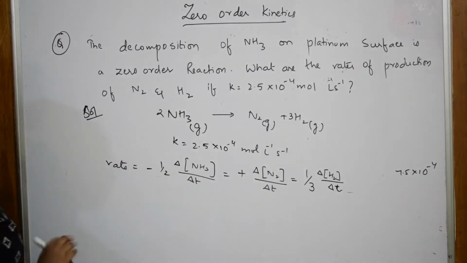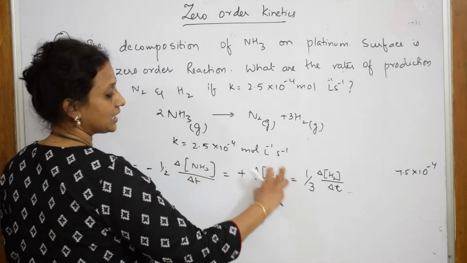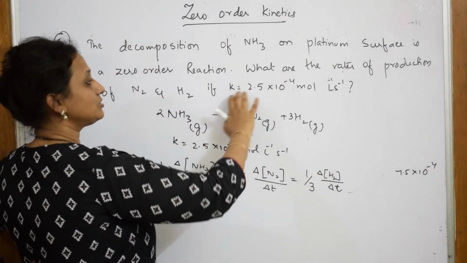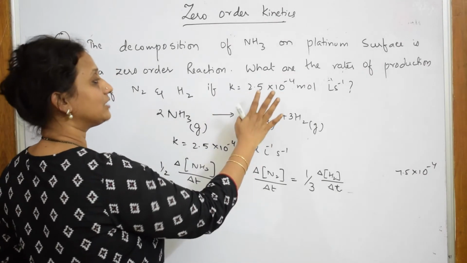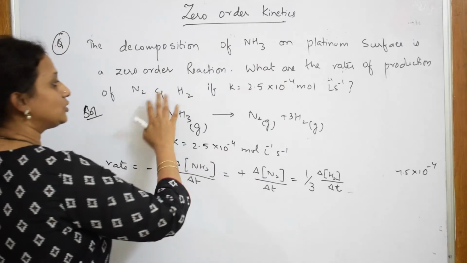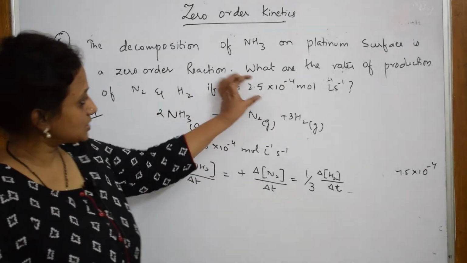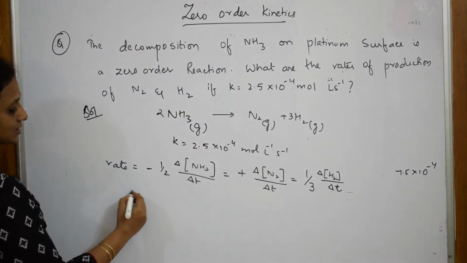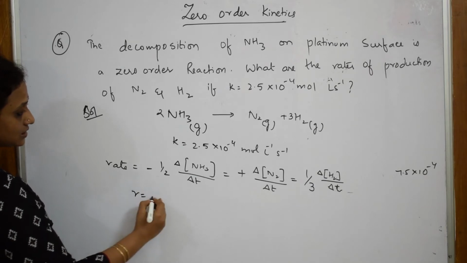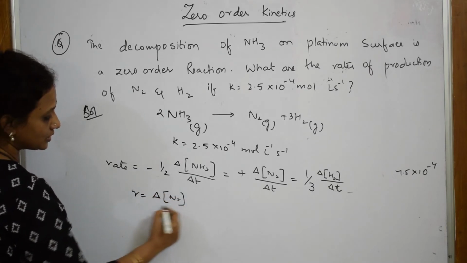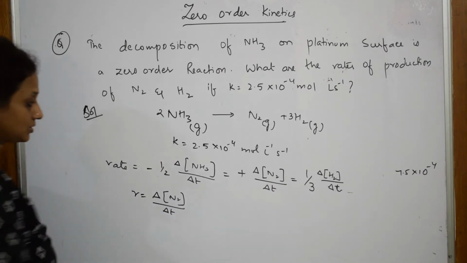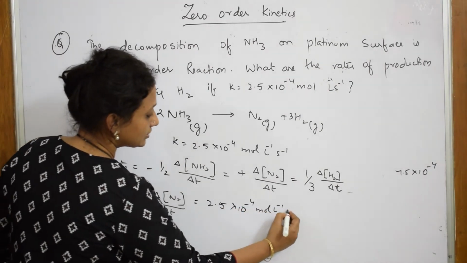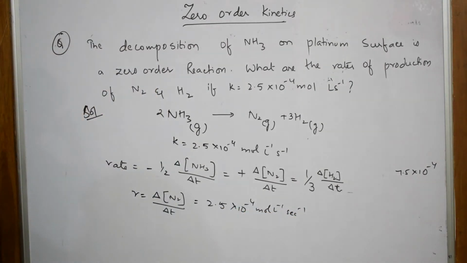Yes. Now what should I find out? I have to find out for this one and I have to find out for this one. Now basically what did they say? They've already said the rate of the production or the rate constant of this. Correct? They've already given me the answer that the rates of production of N2 and H2 is this. Right? Now when I take the rate constant for this particular one, because already this is given, I'll write rate is equal to delta N2 divided by delta t is equal to 2.5 into 10 to the -4 mole liter inverse second inverse. Done. Nitrogen is done.